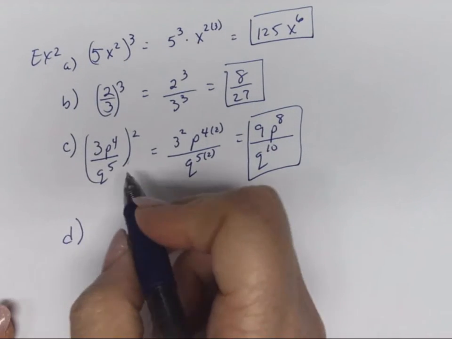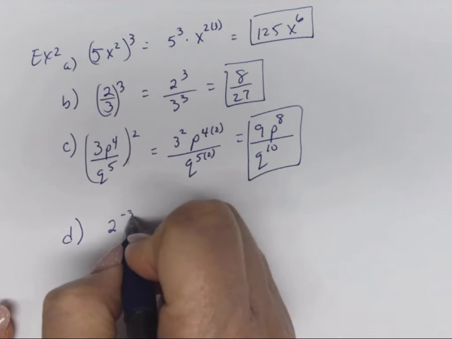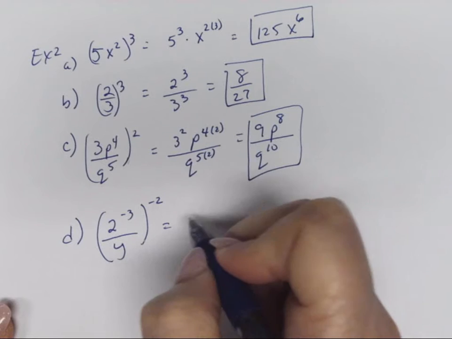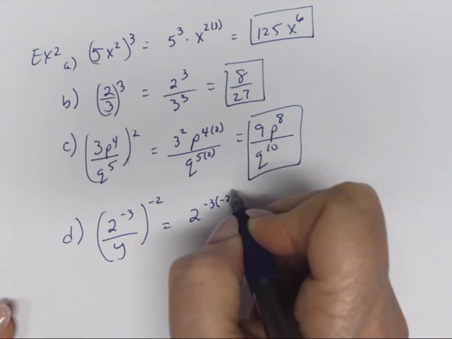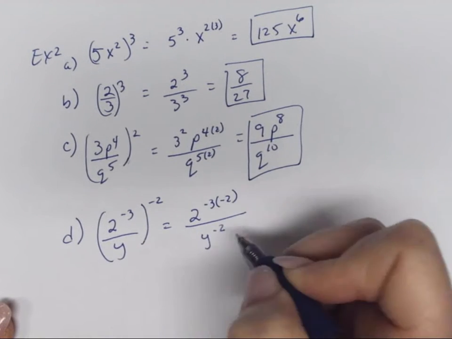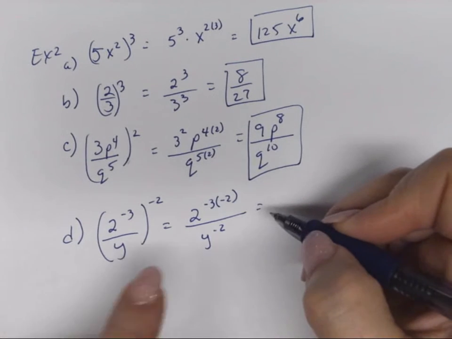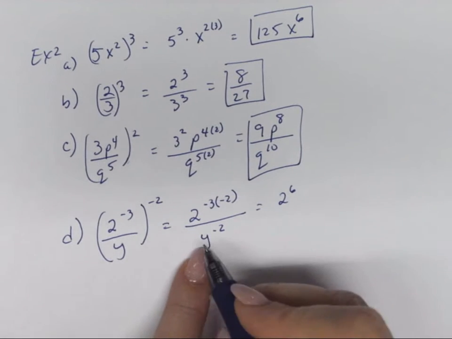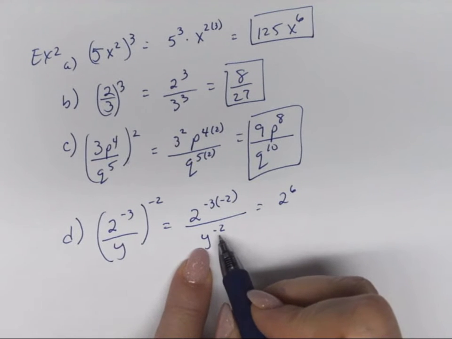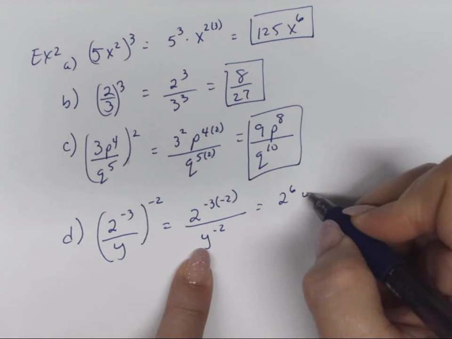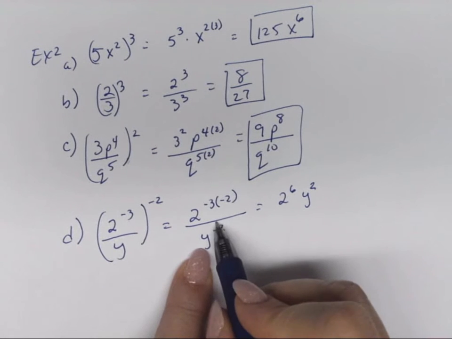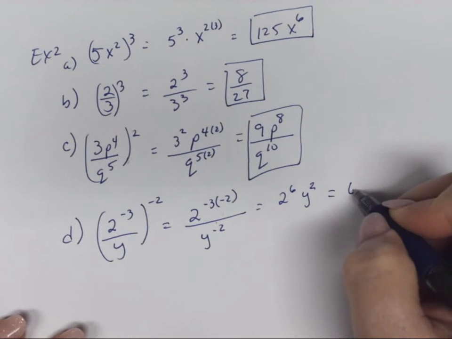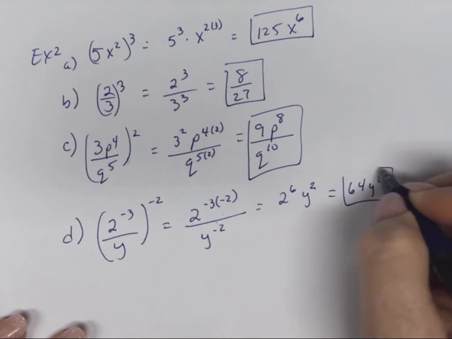All right, our next one would be 2 to the negative 3 over y to the negative 2, all raised to the negative 2. So this will get us 2 to the negative 3 times negative 2 over y to the negative 2 times negative 2. On the top, negative 3 times negative 2 becomes 2 to the 6th. Now that y to the negative 2, it can't stay in the denominator, so it's going to come up and become y to the positive 2 as it crosses the line, it'll change its sign. 2 to the 6th is 64, y squared.